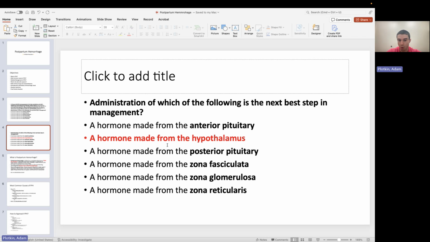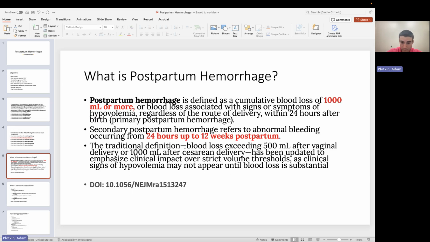So on this one, it's going to be a hormone made from the hypothalamus, and we'll talk about why after we get some of the background info, because the background info is going to leave us a nice framework to understand why this is the right answer. So first, we need to understand what is postpartum hemorrhage.